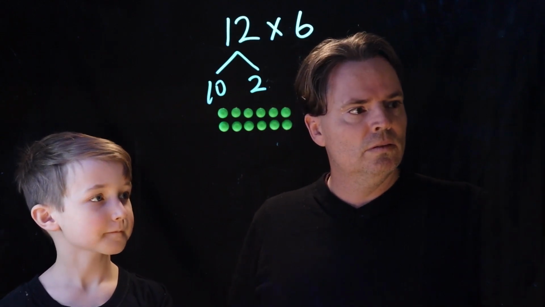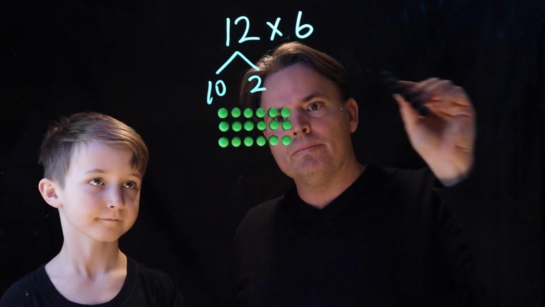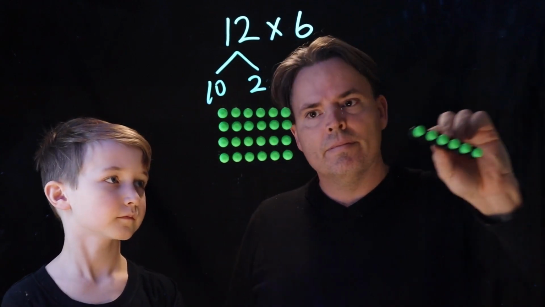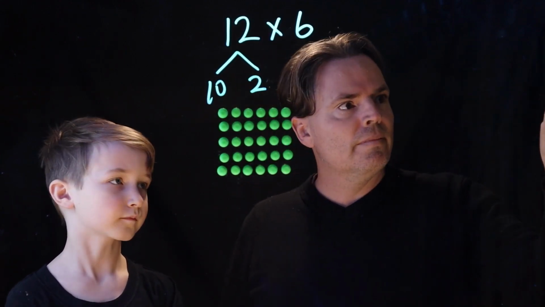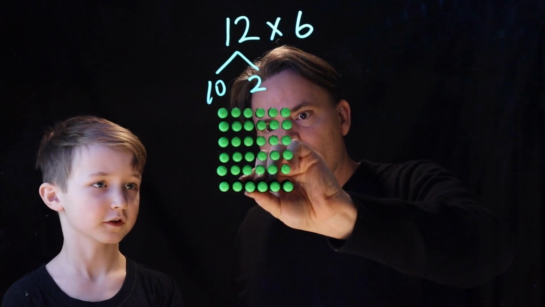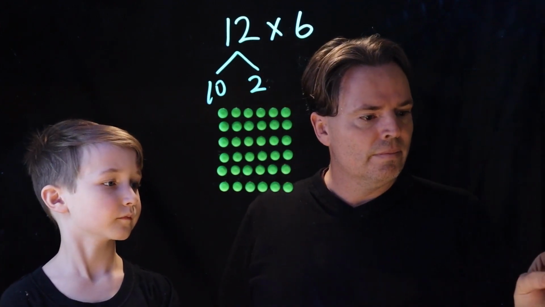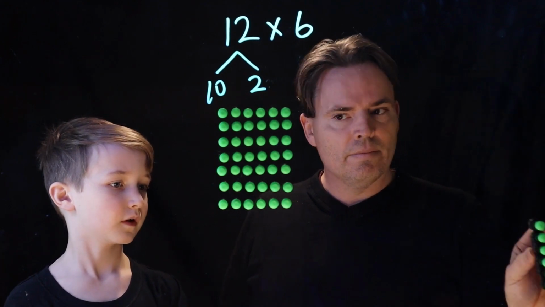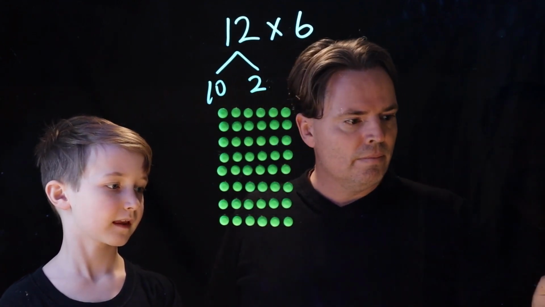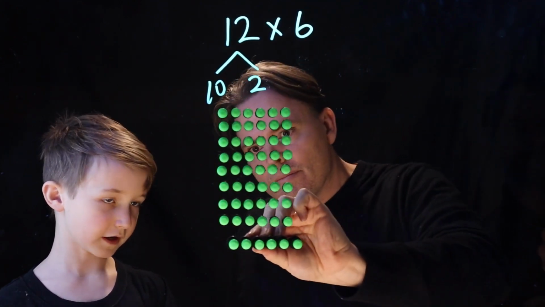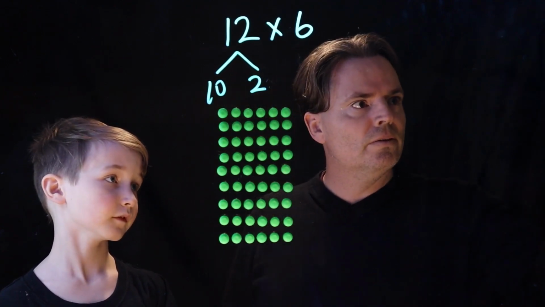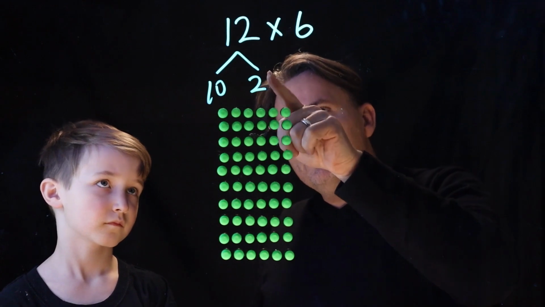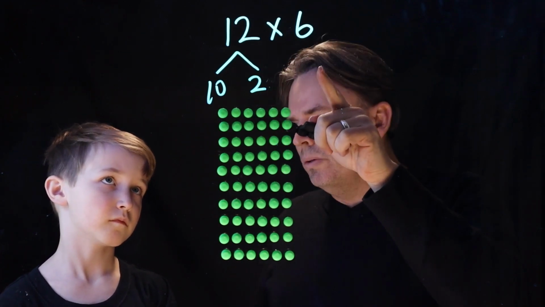1, 2, 3, 4, 5, 6, 7, 8, 9. All right, close. We got one more. 10. Now, how many groups of sixes are there in total? 12.